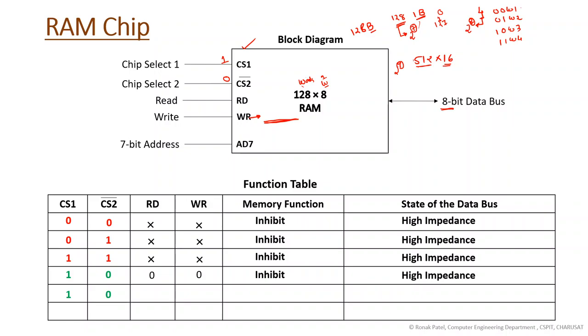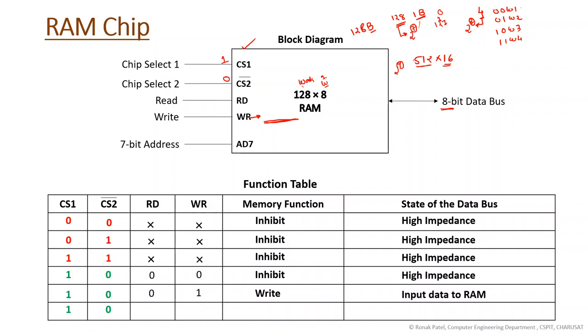Now if it is 1 and 0 and you are giving a write, read is 0 and write is 1, it will perform the write operation. The address that is passed here, it will locate that address and take the data from this data bus. And as write is enabled, it will write the data to your RAM. So it performs the write operation, input data to RAM.